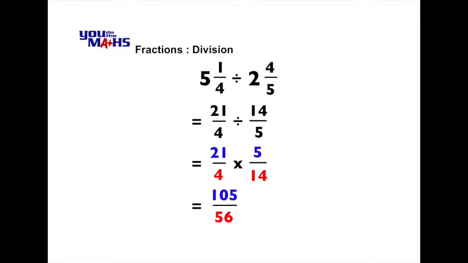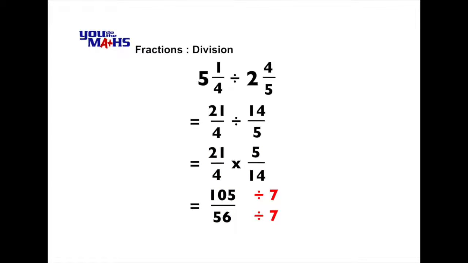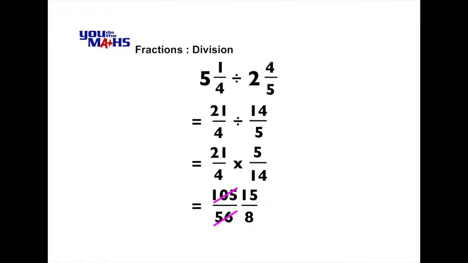Now we look to simplify this fraction, and we can do that by trying different numbers that divide exactly into 105 and 56, and that number is 7. So we try dividing 105 by 7, that gives us 15, and 56 divided by 7 is 8. So this is the simplest fraction that we can get.